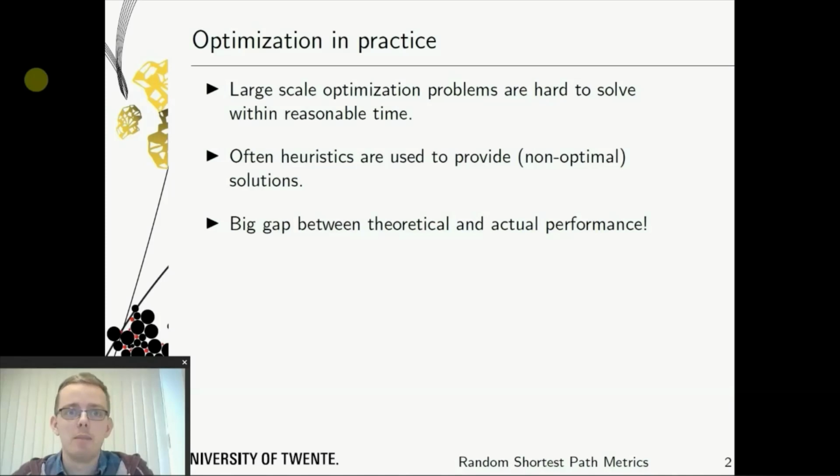On the positive side, many of these heuristics perform remarkably well in practice, even though the theoretical worst-case results about those heuristics are way more pessimistic. So there is in many cases a big gap between the theoretical performance and the actual performance of such heuristics.